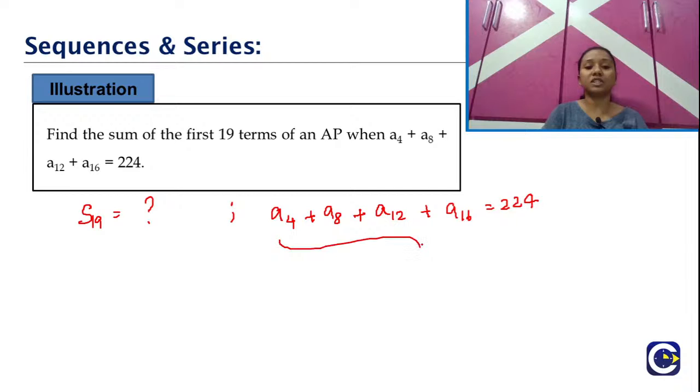So how can you use this condition in order to determine the sum of the first 19 terms of an AP here? So just have a look over this question. Take your time, 2 to 3 minutes.